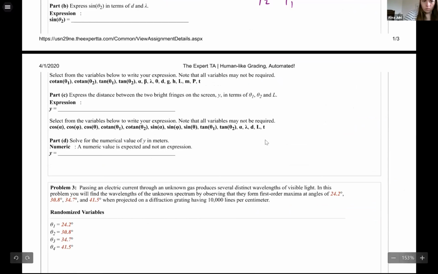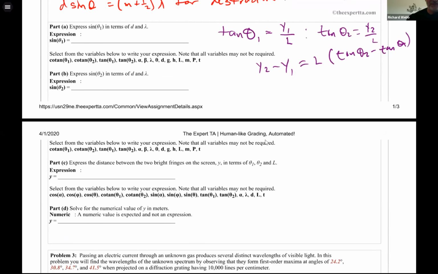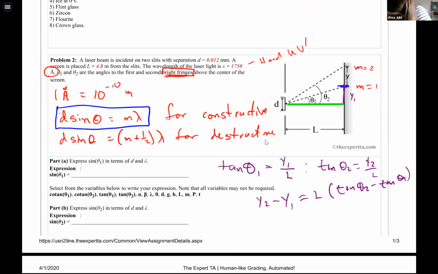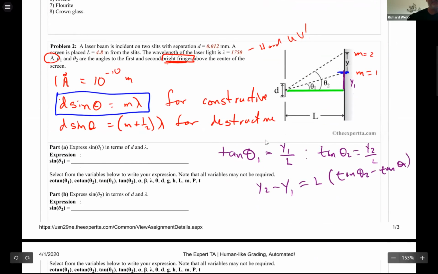Is it just me, or do they have crazy angles that are unrelated to the problem here? Alpha, beta, phi. Where did all those come from? But we only have theta 1 and theta 2. I don't know where all those other angles come from.